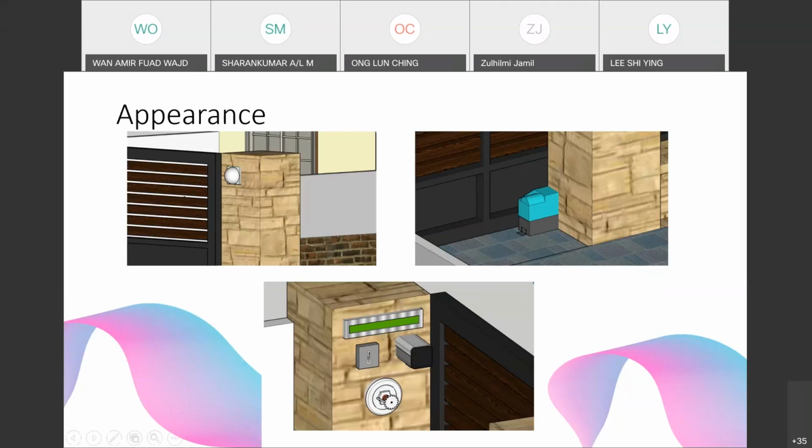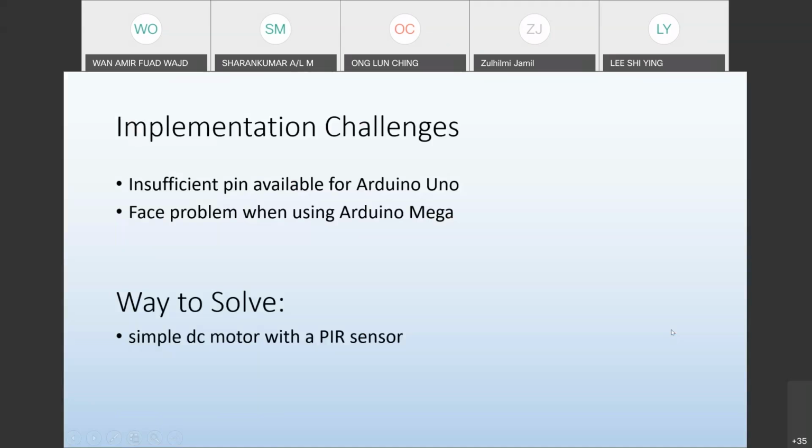While doing this project, we originally planned to use the keypad to let the user key in the password before entering the building, but unfortunately, we faced a problem of insufficient pins in the Arduino Uno. Then we replaced the Arduino Uno with an Arduino Mega. But unfortunately, again, the Arduino Mega couldn't function well during the simulation. So the way we solved it is we use a simple DC motor with a PIR sensor to let the door open when the PIR sensor detects the presence of a human.